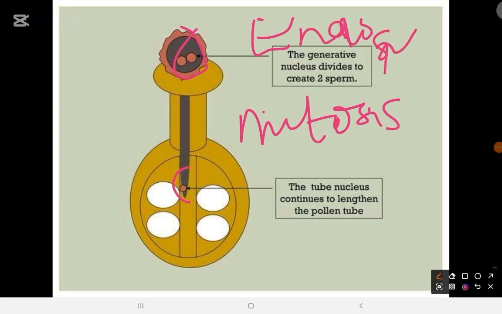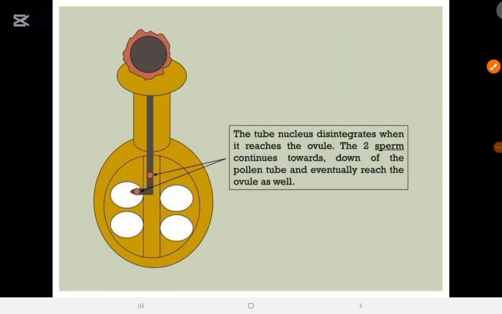Now, this tube nucleus helps to lead the pollen tube, in this case directly downward. This slide shows that it is leading the pollen tube to grow into the embryo sac. So it has entered into the embryo sac here. Is that okay? So the tube nucleus continues to lengthen the pollen tube. Now the tube nucleus degenerates once it reaches the ovule.